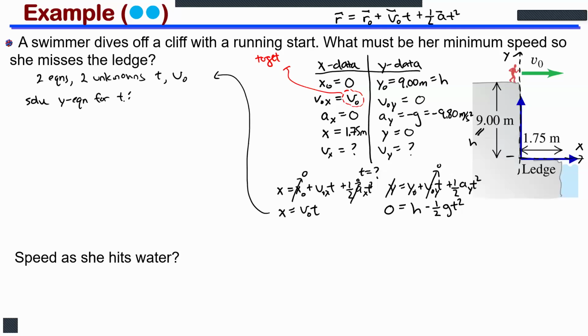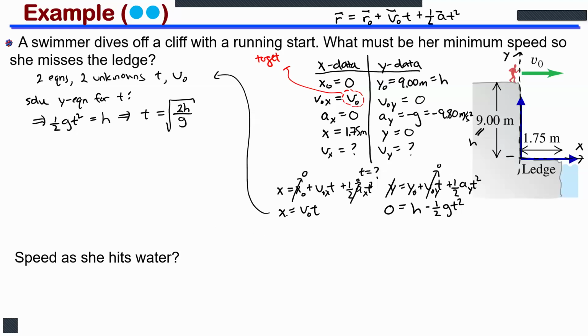So let's move the term that involves t to the other side, and that gives us 1/2 g t squared equals h. And then I'll multiply through by 2, divide through by g, and take a square root, and we've got our time. So t equals 2h over g, whole thing square rooted.